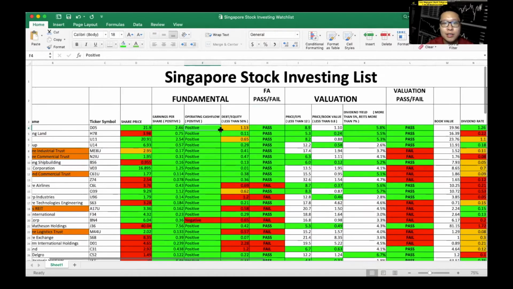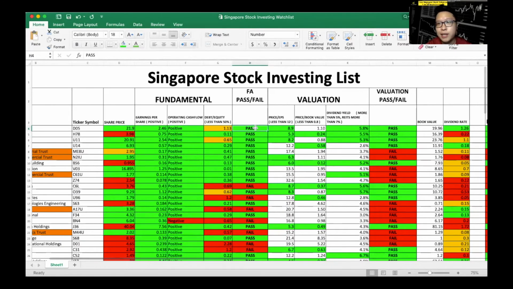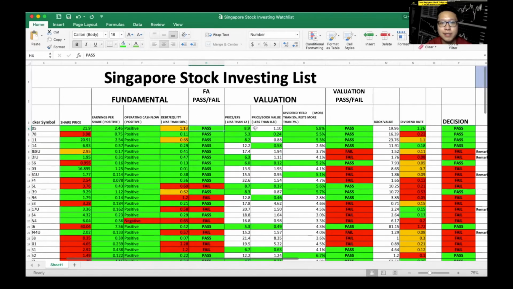Cash flow is healthy. For banks, debt to equity tends to be higher because why? For most companies, debt is a bad thing. But for a bank, debt is a good thing because debt to a bank is an asset. The more debt they have means that they have more loans. So usually for banks, we don't even look at the debt to equity. I would say that fundamentally, DBS is pretty good.